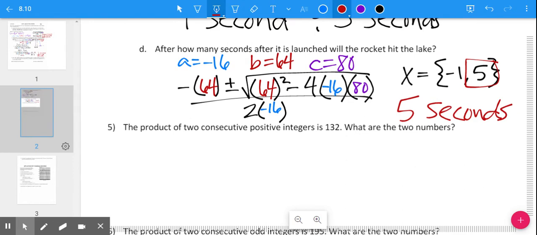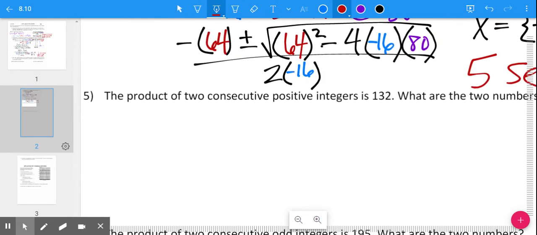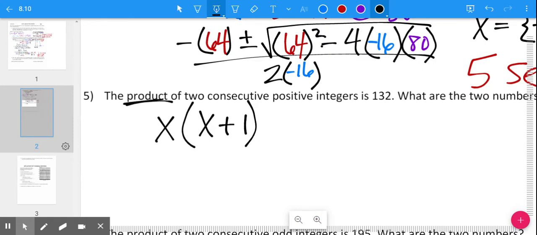All right, our next one. The product of 2 consecutive positive integers is 132. Now, examples of consecutive positive integers is like 1 and 2. So to get from one number to the next, you add 1. So the x is going to represent the lower number, x plus 1 represents the next consecutive positive integer. So when you multiply them, the product of 2 consecutive positive integers is 132.